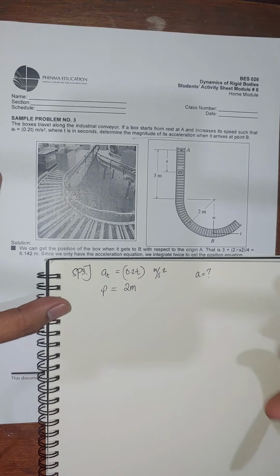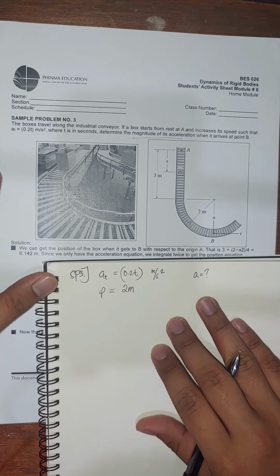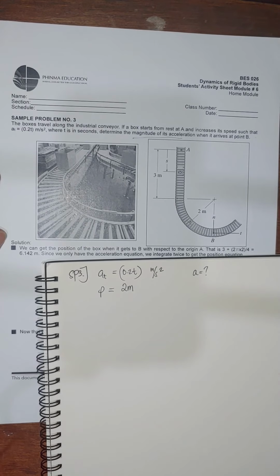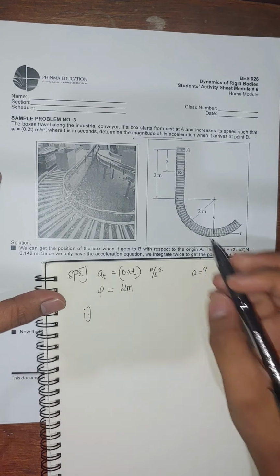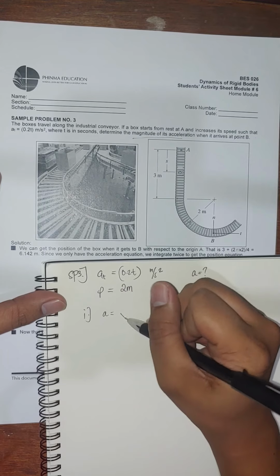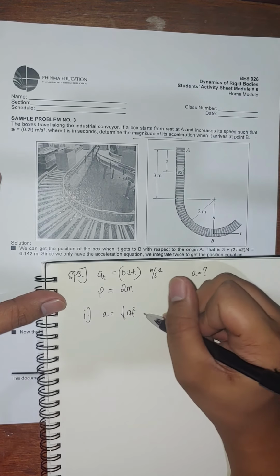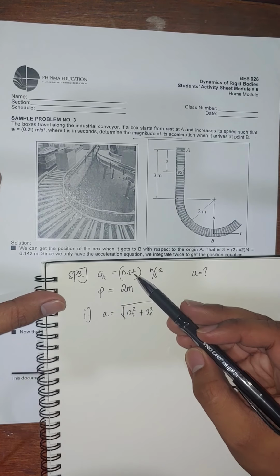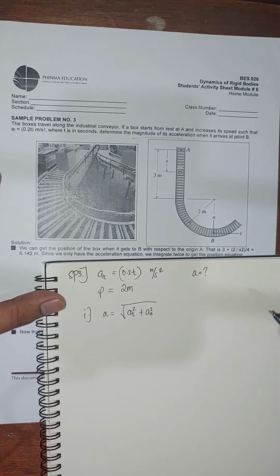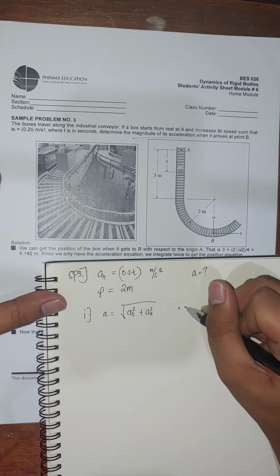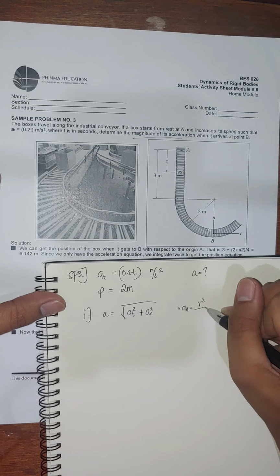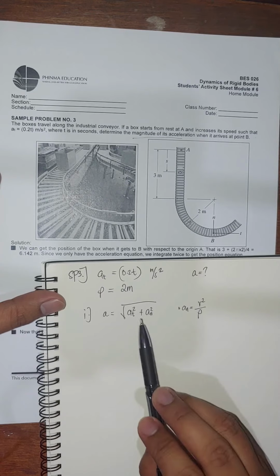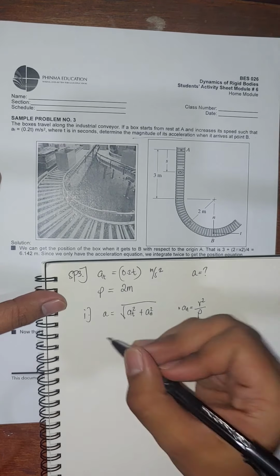So where do we begin? We cannot use the constant acceleration formula, therefore we use the derived formulas. Again, the formula for the magnitude of acceleration is a equals the square root of the tangential acceleration squared plus the normal acceleration squared. The tangential acceleration is 0.2t. The normal acceleration, if we recall, is v squared over rho. Our velocity v is unknown, so what is the relationship of velocity with tangential acceleration?